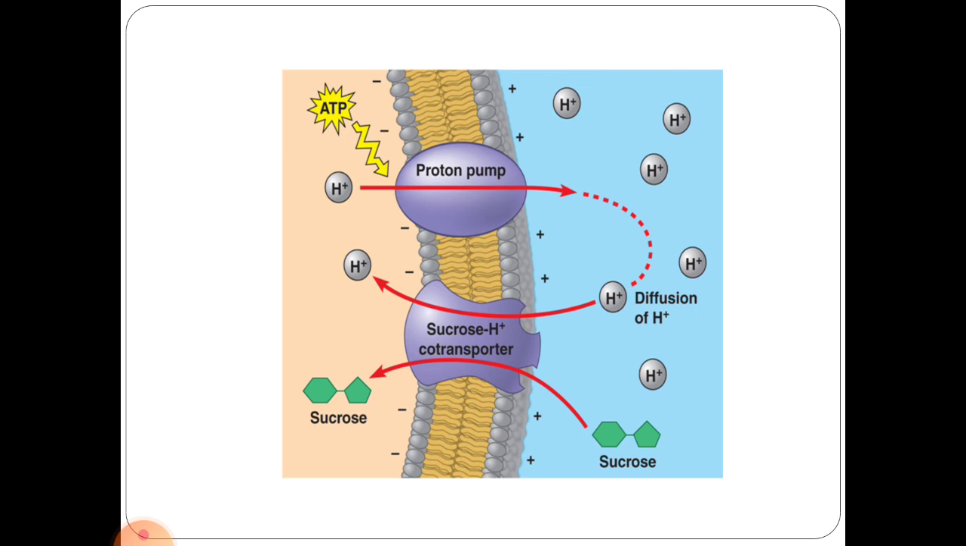This picture shows the proton gradient, where hydrogen ions are being pumped out of the cell with the help of ATP, while these hydrogen ions re-enter the cell by co-transporting sucrose. This is known as symport.